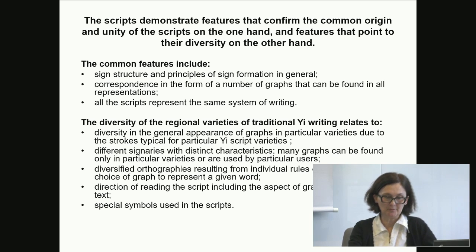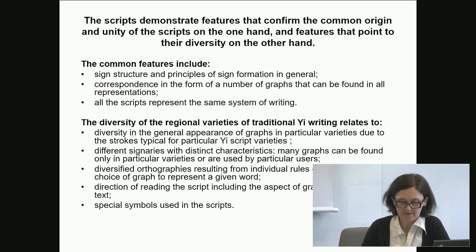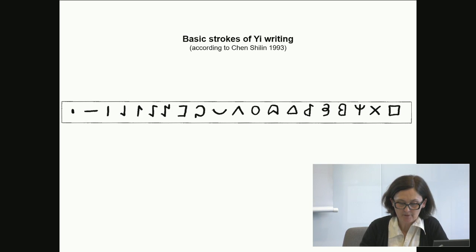So first I would like to refer to the common features. Sign structure and principles of sign formation go first. Each Yi graph is composed of a certain number of strokes. According to Chinese scholar Chen Shilin, who was a specialist and made some research on the writing system, there are 20 most common strokes that can be found in all varieties of the script, that however may display some features typical for a given script variety.